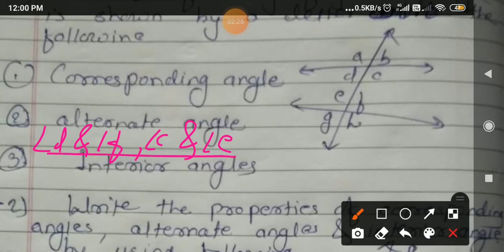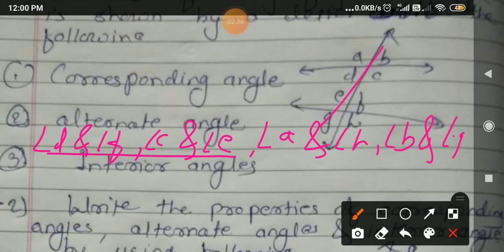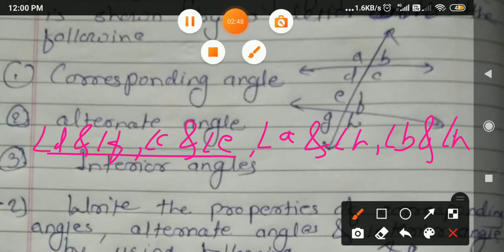These two are the interior alternate angles, and the exterior alternate angles are angle A and angle H, and angle B and angle G. These are the exterior alternate angles, and DF and EC are the interior alternate angles. In this way we find the alternate angles.